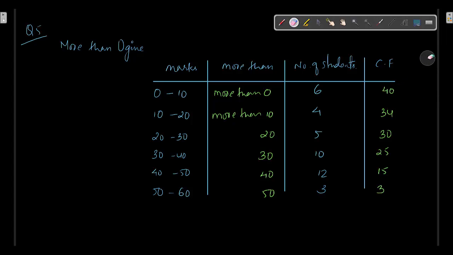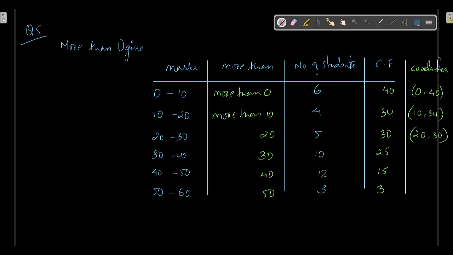Now we also have to make the coordinates. So let's write the coordinates here. More than 0 is 40, more than 10 is 34, more than 20 is 30, more than 30 is 25, more than 40 is 15, and more than 50 is 3. So now we'll be plotting these points in the same graph.